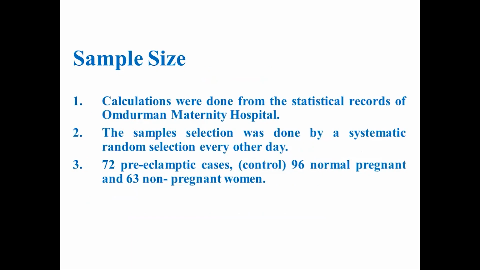Sample size was calculated from the records of the hospital. The sample selection was done by a systematic random selection every day. The study population included 72 preeclamptic cases. The control group was 96 normal pregnant and 63 non-pregnant women.